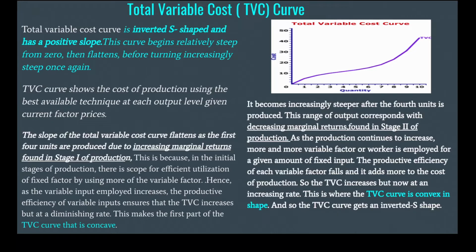It becomes increasingly steeper after the 4th unit is produced. This range of output corresponds with the decreasing marginal returns found in the second stage of production. As production continues to increase, more and more variable factor or workers are employed for a given amount of fixed input. The productive efficiency of each variable factor falls and it adds more to the cost of production. So the TVC increases but now at an increasing rate. This is where the TVC curve is convex in shape, and so the TVC curve gets an inverted S shape.